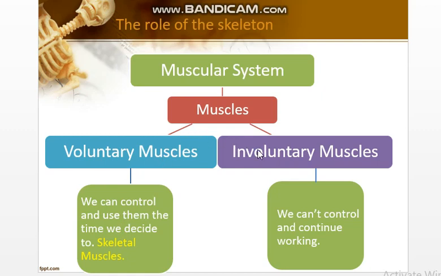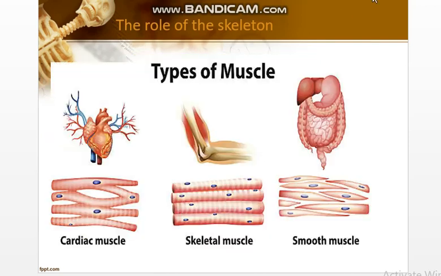Now the other type of muscles are involuntary muscles. Involuntary muscles are the muscles that you can't control their work. You can't stop their work the time you need, and you can't keep them working the time you need to. So here are the cardiac muscles. If you look at the cardiac muscles through a microscope, you're going to see them like this. Cardiac muscles are the muscles of the heart. They are involuntary muscles. You can't stop their work.